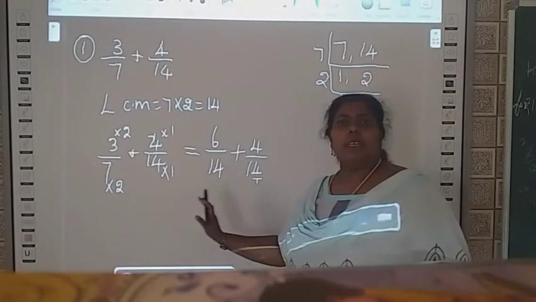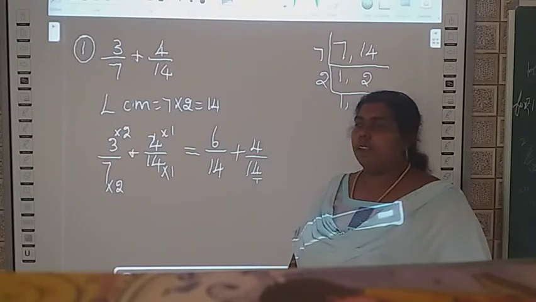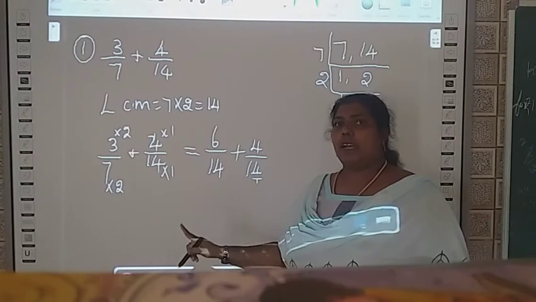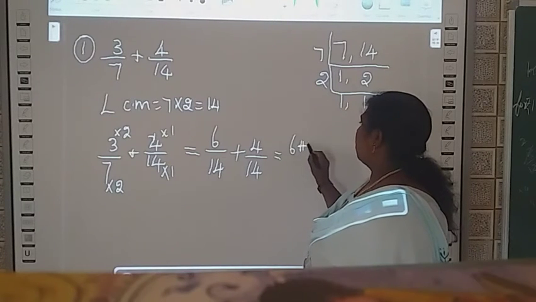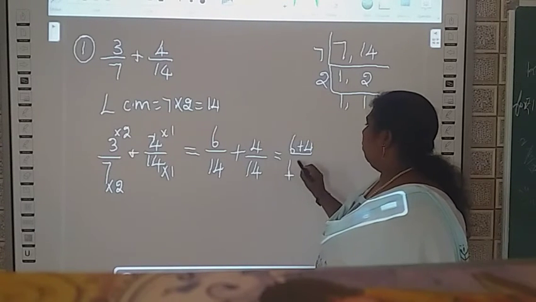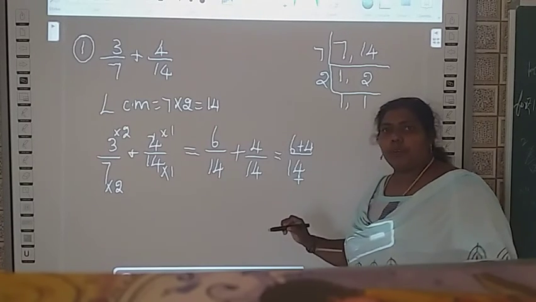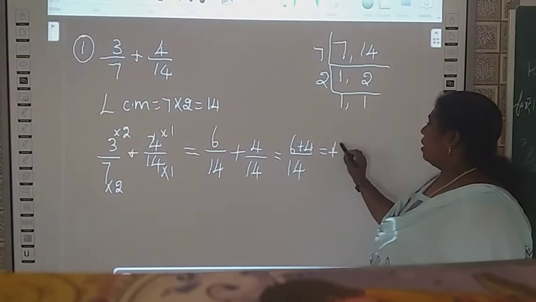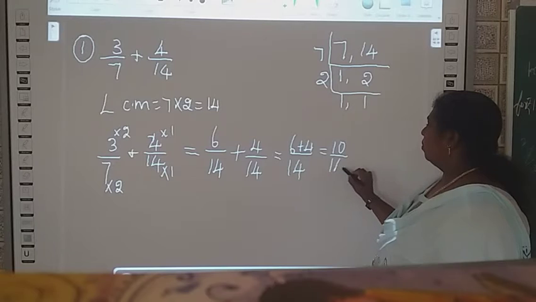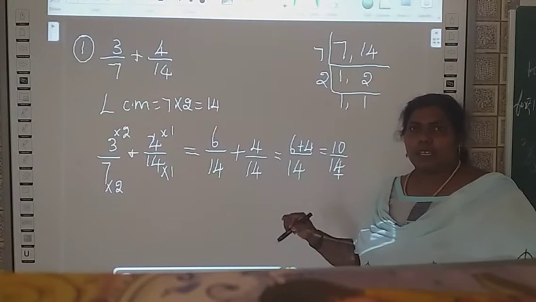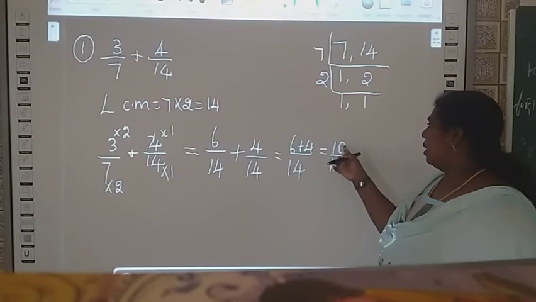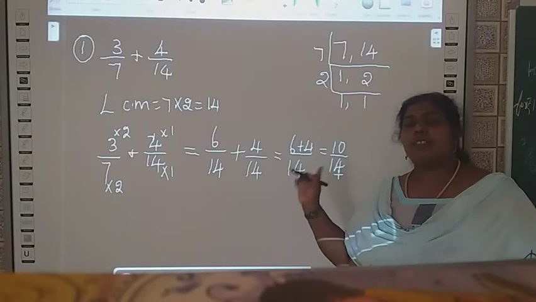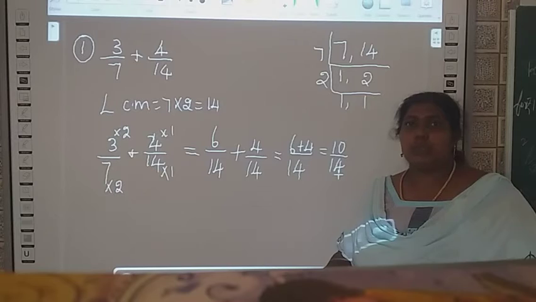Now check, denominators are equal, isn't it? So these two fractions are like fractions. 6 plus 4 divided by 14. 6 plus 4, how much? 10, right? 10 divided by 14. Now this is not the shortest form, right? So what we have to do? We have to reduce.